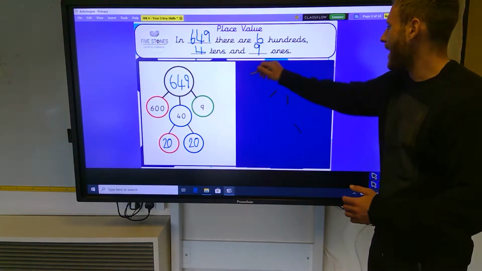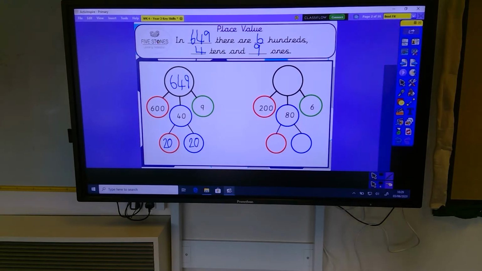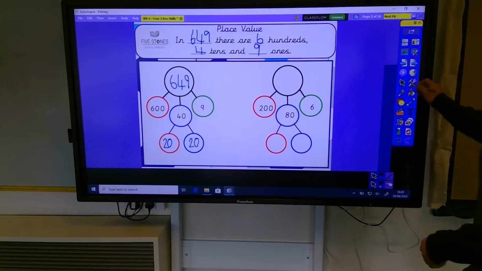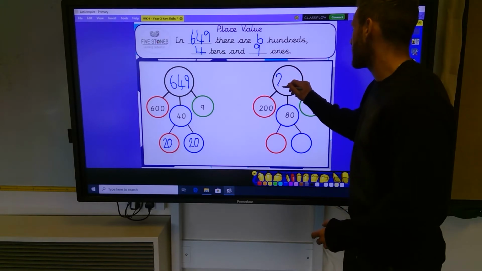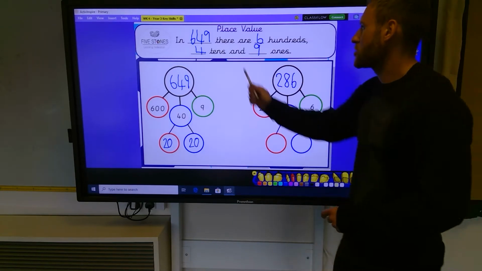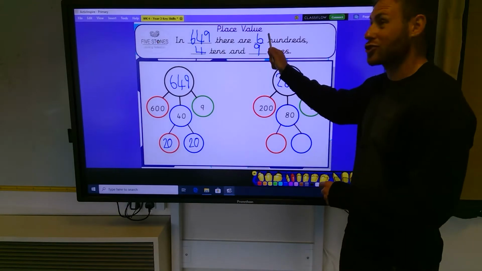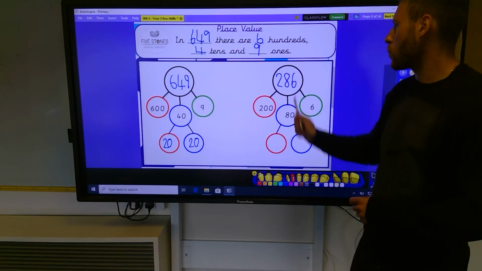I would like you to have a go at this part whole model. Off you go. Pause the video if you'd like more time. Great, so your part whole model should look a little bit like this. 286. Yes, we can write that as 286. So in 286, there are 200s, there are 8 tens, and there are 6 ones.